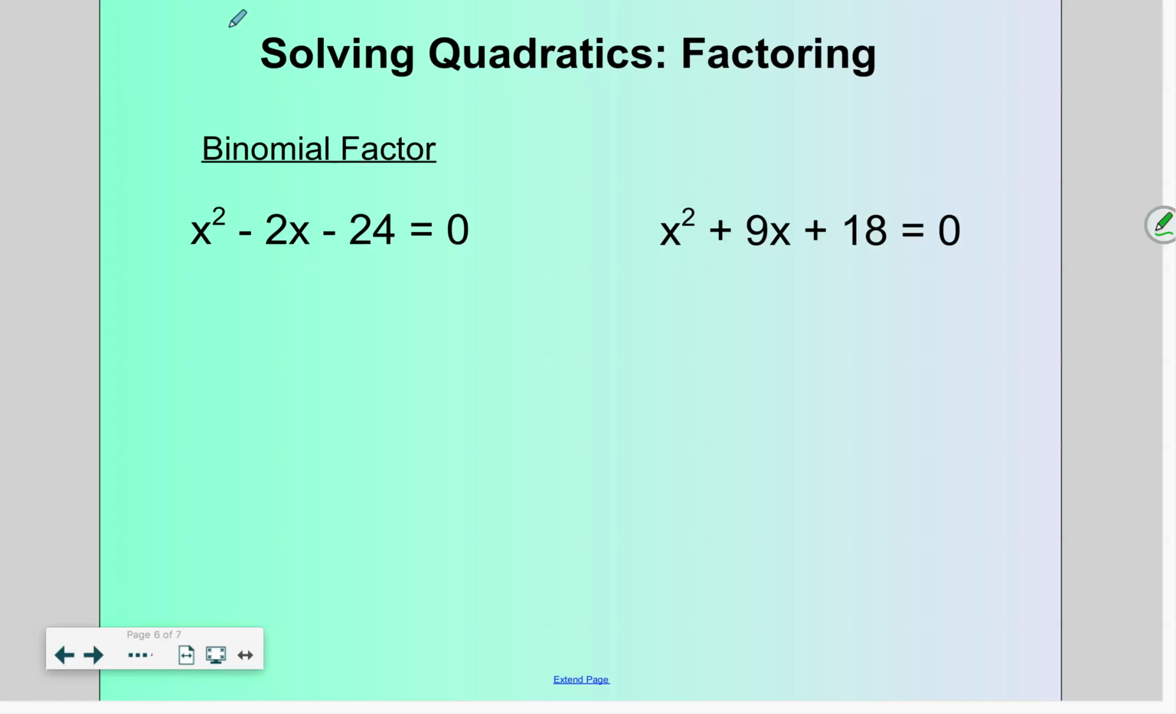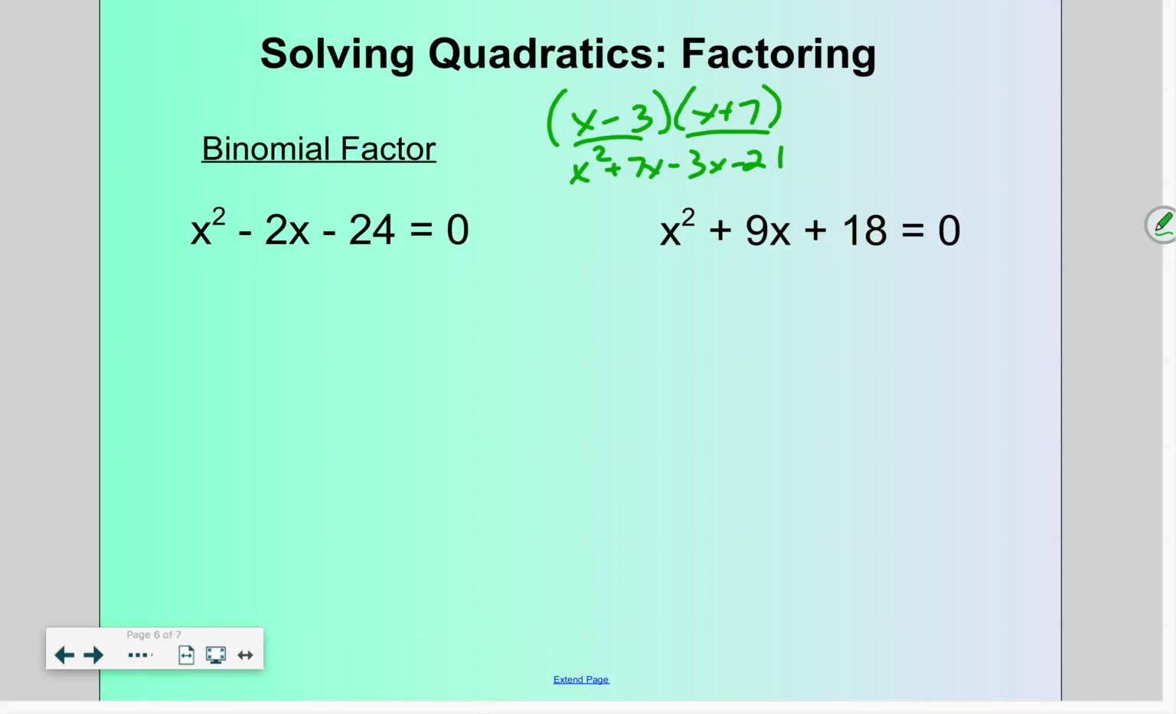Another type of factoring that we have with quadratics is a binomial factor. This is essentially the opposite of FOILing. So when we have x minus 3 times x plus 7, and you FOIL this together to get x squared plus 7x minus 3x minus 21, we're actually going the opposite direction. We're starting with that multiplied answer, and we're trying to figure out what are the two factors that it came from.